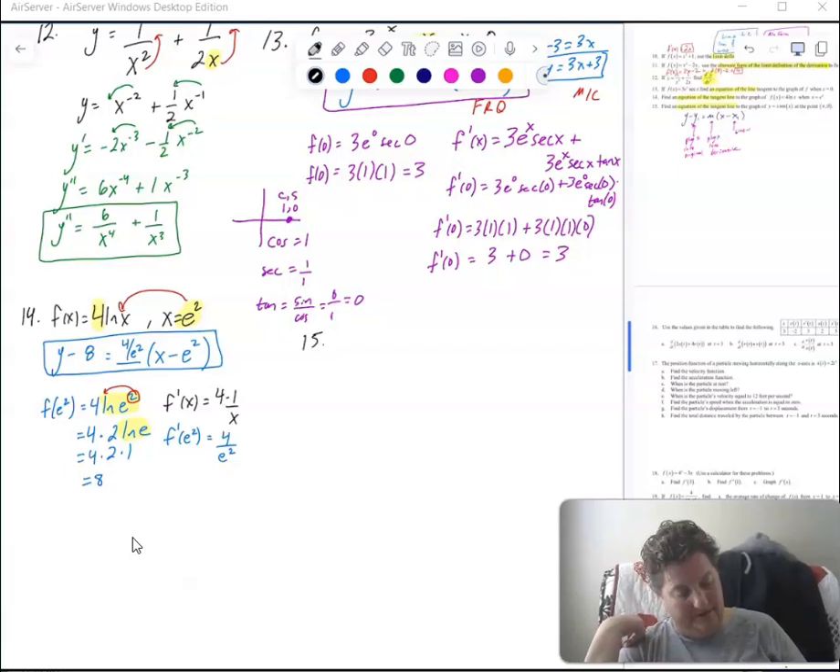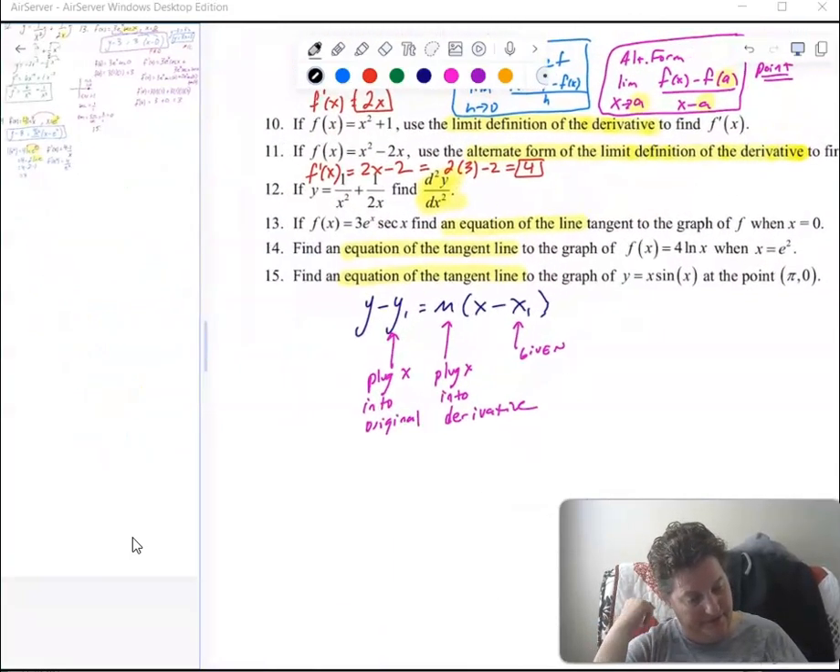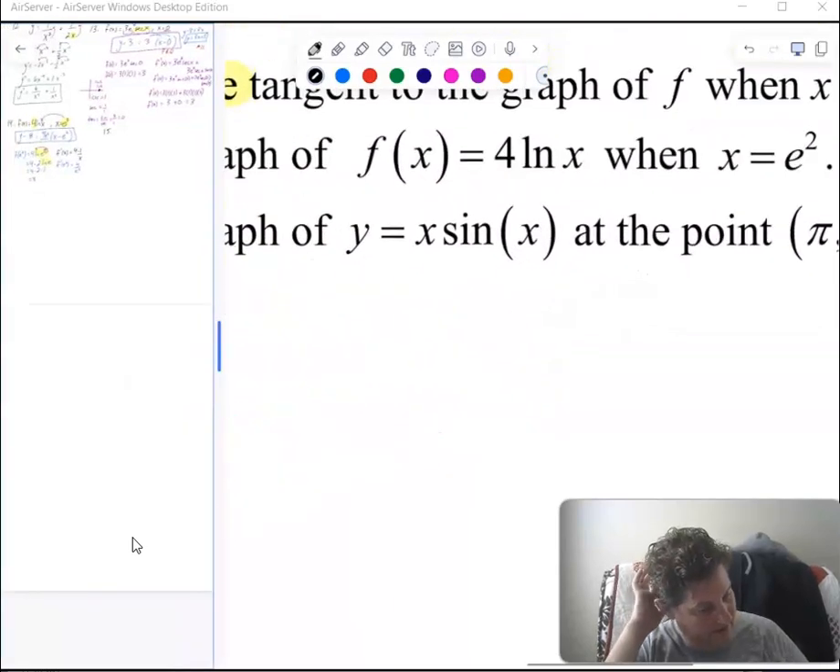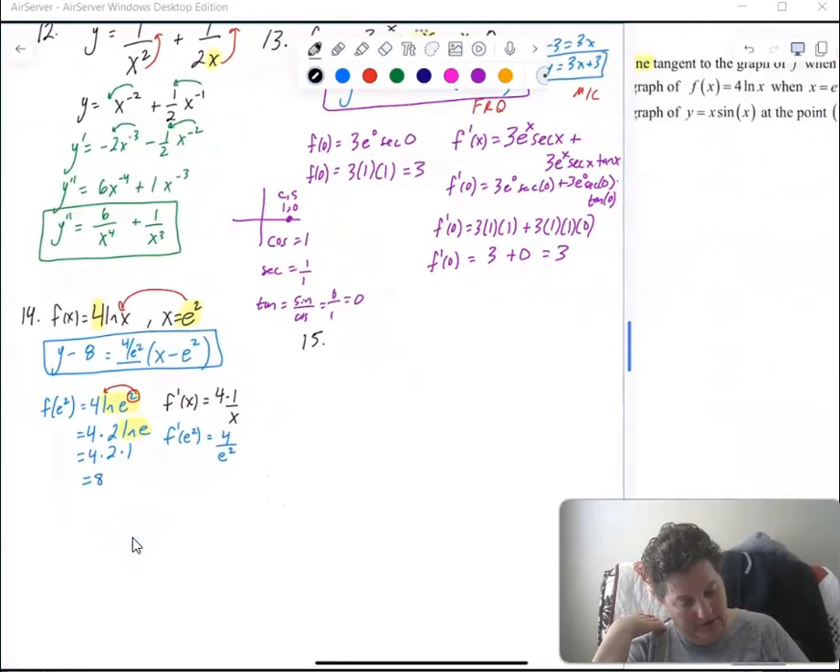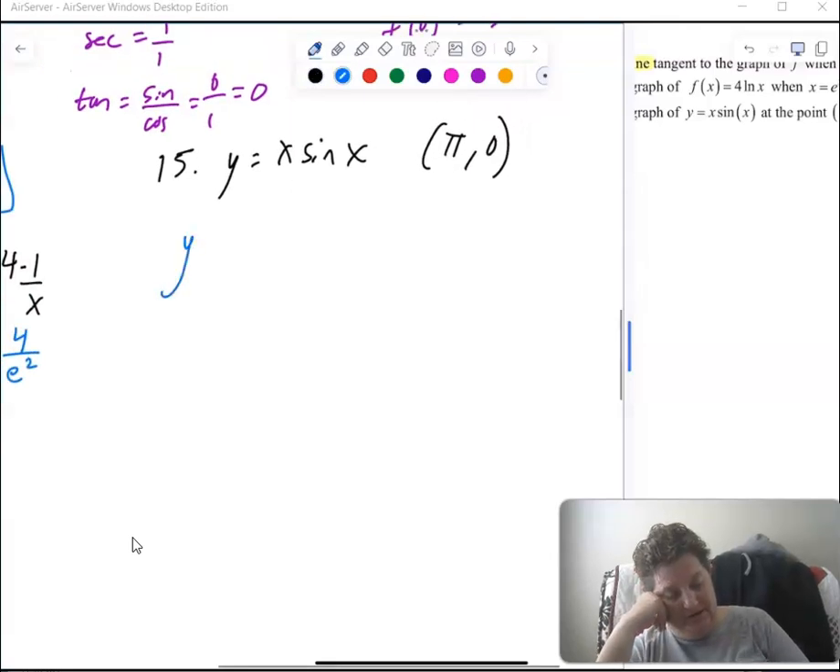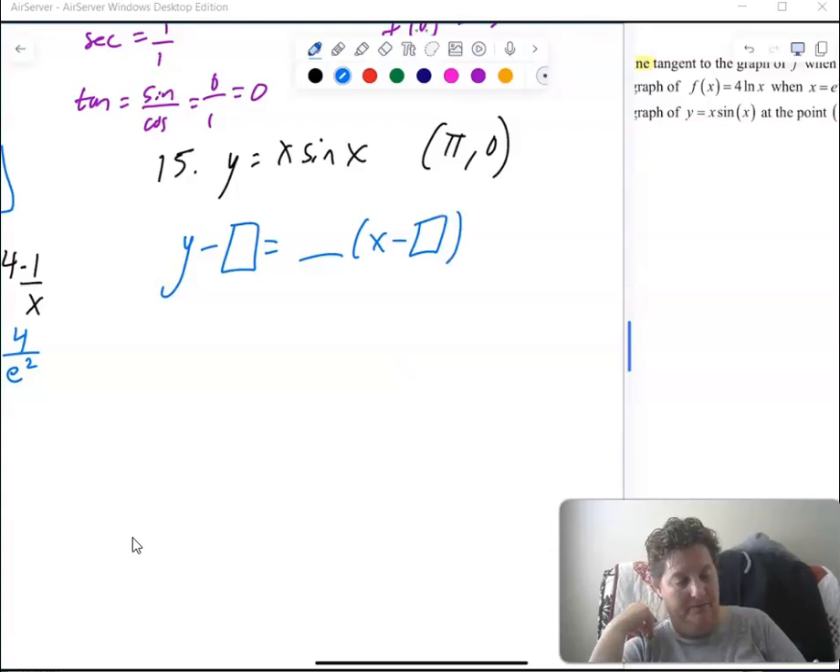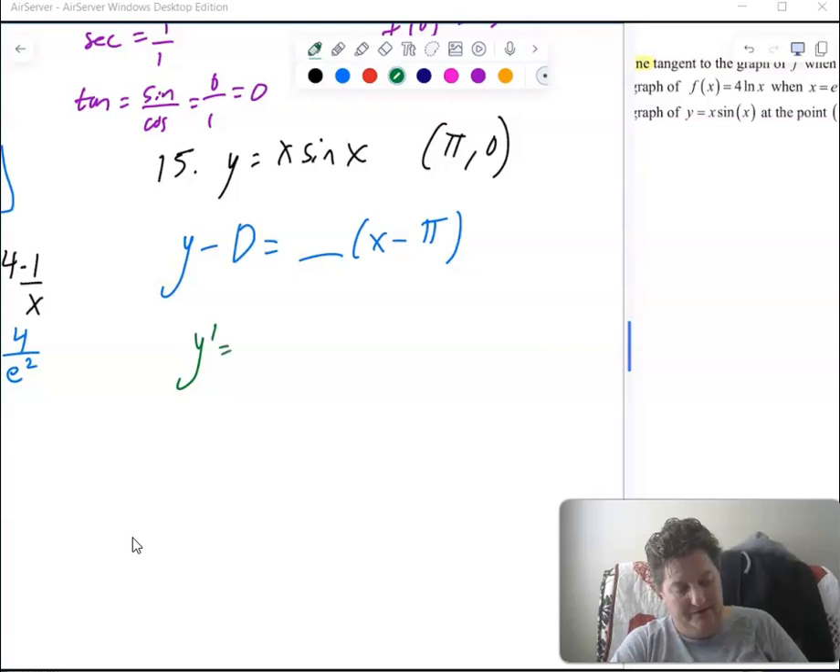All right. And then lastly, number 50, we have f of x equals x sine x at the point pi, 0. All right, perfect. This time it gave me x1 and y1, right? It told me x1 is pi, y1 is 0. That was very nice. I just need to find the derivative.